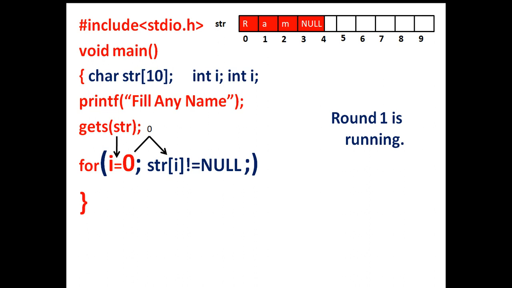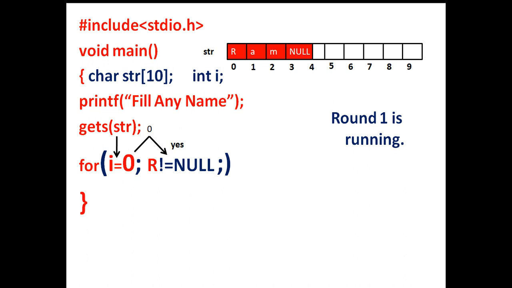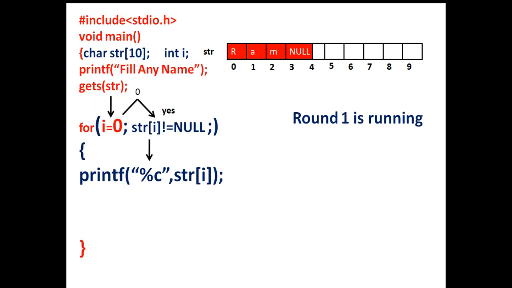So the compiler will come to the condition with i value 0. In the background the compiler will put it like this: str[0] not equal to null. str[0], what is the value? Which value is at the 0th location? The r value is at the zeroth location, that is not equal to null, so the condition is true. So the loop will enter into its body. The loop will print this statement.